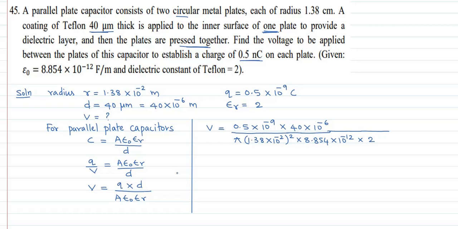Now simplify this. First I will multiply the numerator. 0.5 into 40, so I will get 20 into 10 raised to minus 9 minus 6, which is minus 15, whole divided by pi, which is 3.142, and 1.38 square, which is 1.904 into 10 raised to minus 4, into 8.854 into 10 raised to minus 12 into 2.